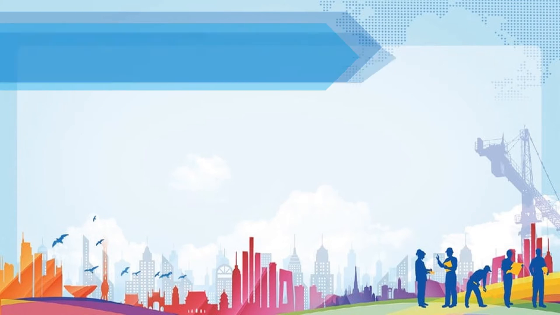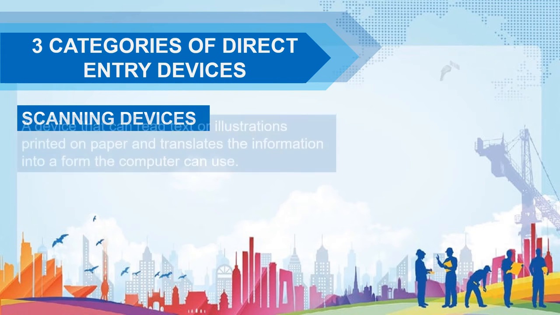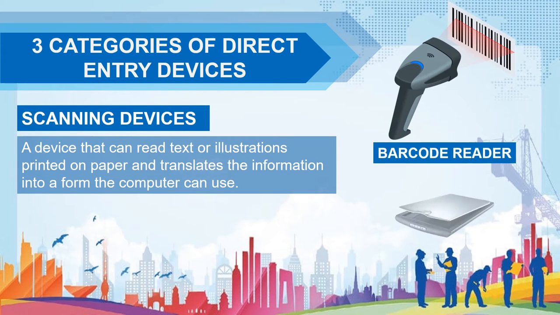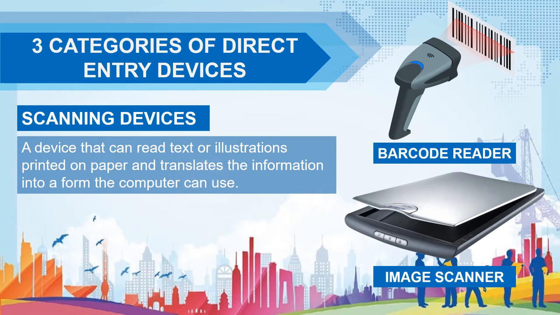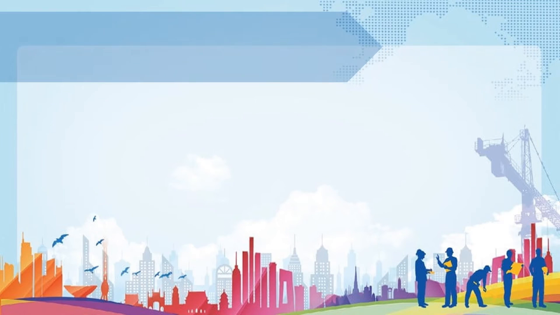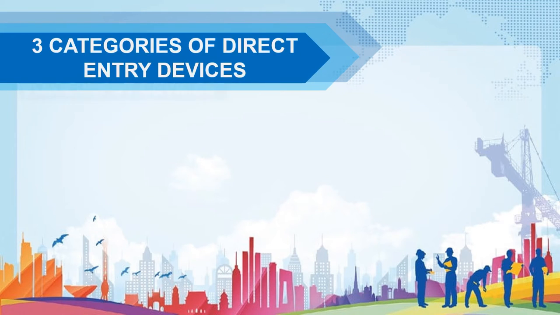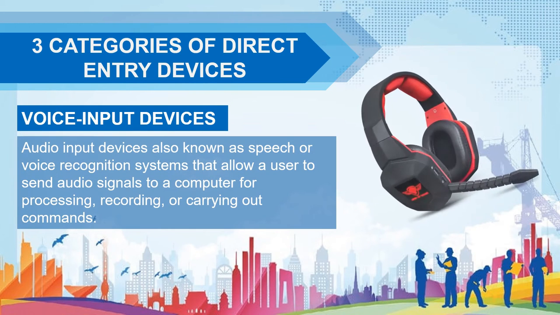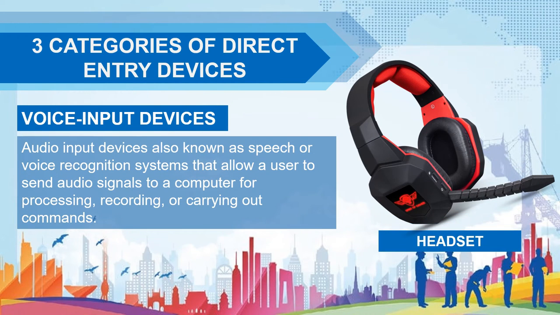Another category of direct entry devices, we have scanning devices. A device that can read text or illustrations printed on paper and translate the information into a form the computer can use. Examples are barcode reader and image scanner. Next, we have the voice input devices, which are considered the third category of direct entry devices. These are audio input devices, also known as speech or voice recognition systems, that allow a user to send audio signals to a computer for processing, recording, or carrying out commands.